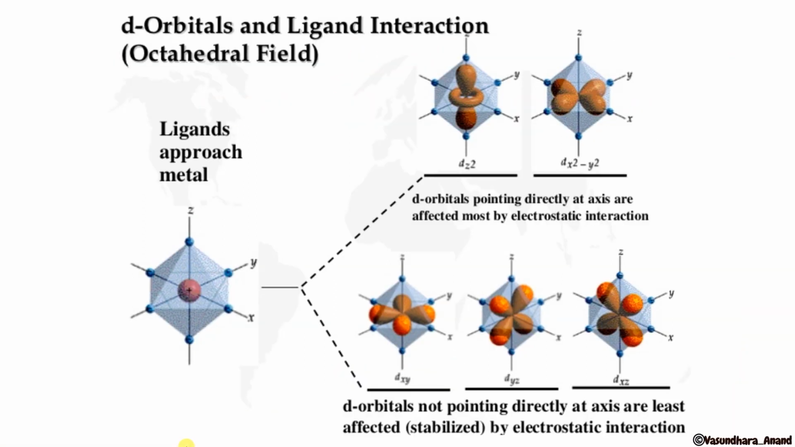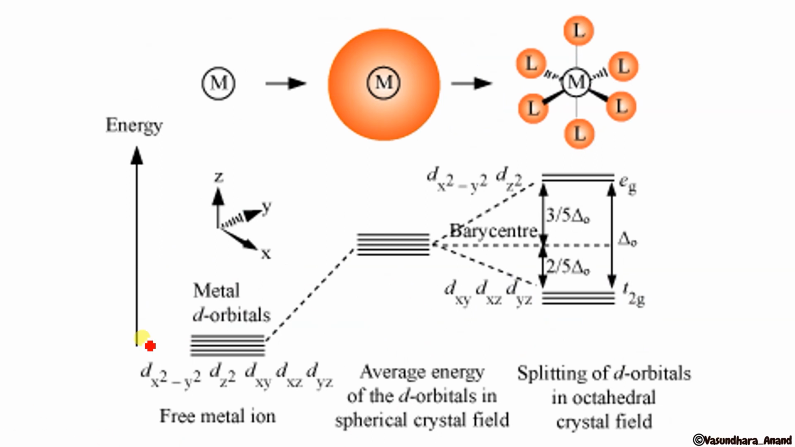That is not the important part. You have to learn this one. This picture should be learned. Here, this one you have to draw, then this one, and then this Eg, T2g, and this 3 by 5 delta naught, 2 by 5 delta naught. These are the important things which you have to label, which you have to show. That's it. Okay, this is called crystal field splitting energy in an octahedral field.